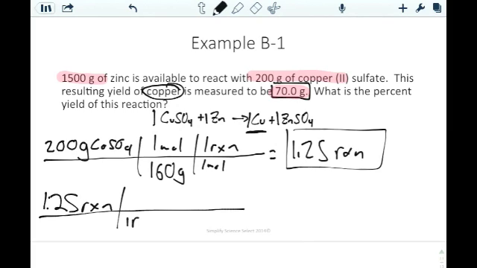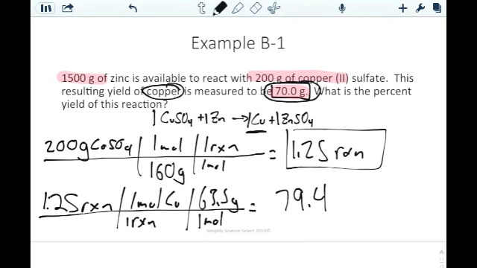So in one reaction, we have 1 mole of copper, and then all we have to do is get it to grams, because we see that our actual yield is in grams. So 1 mole equals our molar mass of copper, which is 63.5 grams. Multiply that out, and we should get a theoretical yield of 79.4 grams. All right, not in a reaction, but 79.4 grams of copper, which is our theoretical yield.